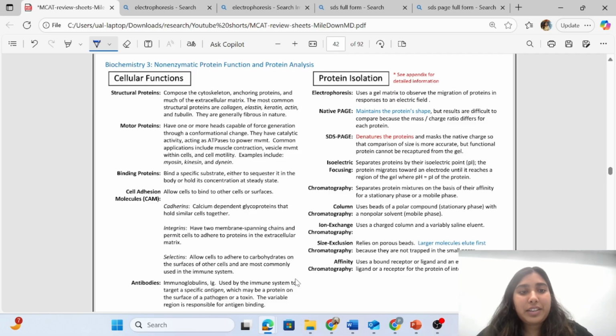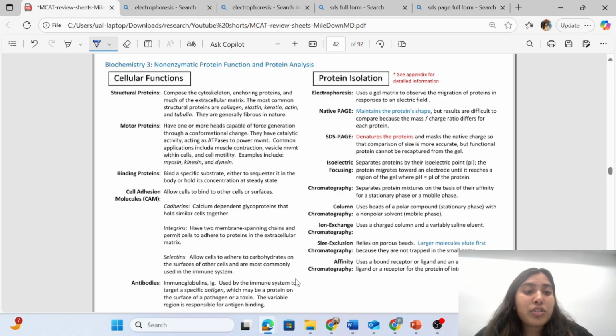Hi guys, welcome back to chapter 3 of the biochemistry series, which is non-enzymatic protein function and protein analysis. In this video also we'll make a one-shot video for chapter 3, all you need to know for the MCAT. There are some things that I will go into in detail which are not on this page, so that you know everything you want to know for your MCAT.